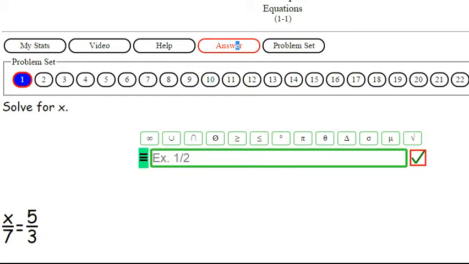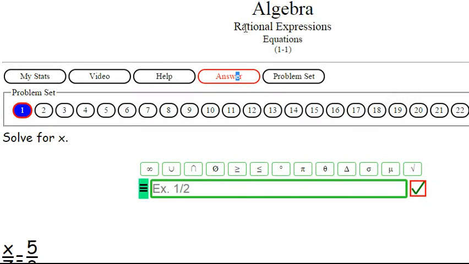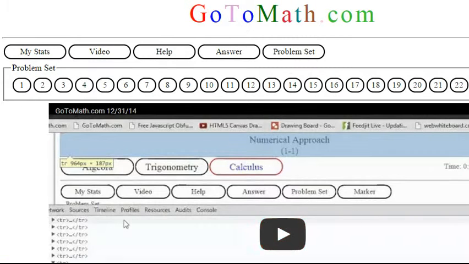And did we ever look up the answer on that? Yeah, we did. Alright, so we're over here at GoToMath.com. See you in the next problem.